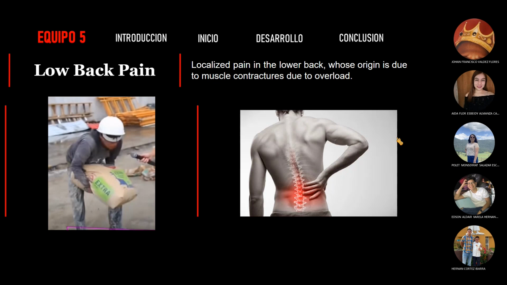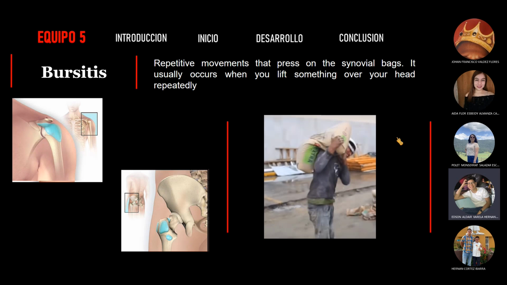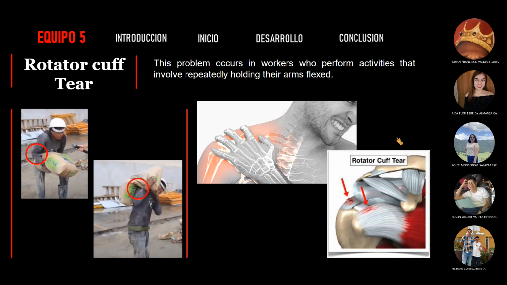Next, please. The second is bursitis, repetitive movements that press on the synovial bags. It usually occurs when you lift something over your head repeatedly. Next, please. And finally, rotator cuff tear. This problem occurs in workers who perform activities that involve repeatedly holding their arms flexed.